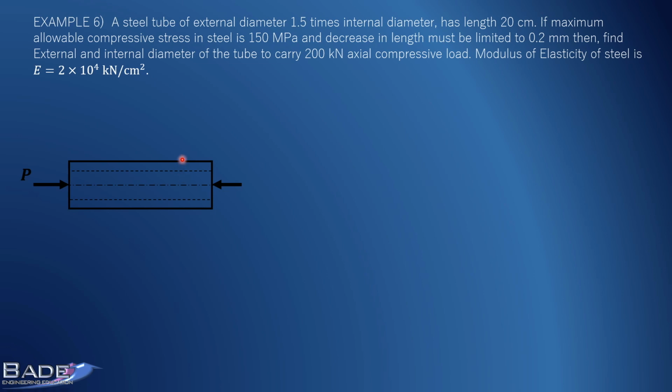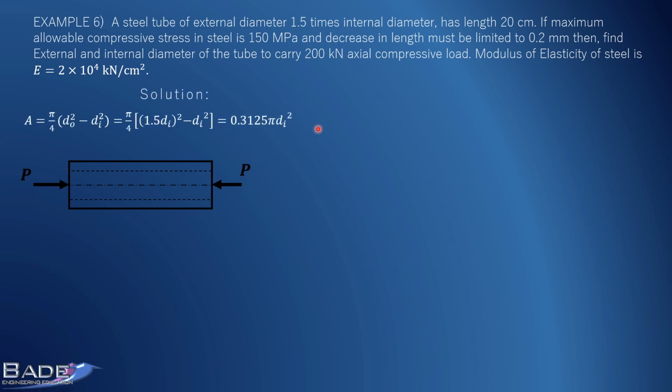So member is not ready yet. What we know is this member should carry 200 kilonewton and we cannot allow deformation more than 0.2 millimeters and we cannot allow stress more than 150 megapascal. This is design problem. We are designing cross section of this member. Okay, let's proceed.